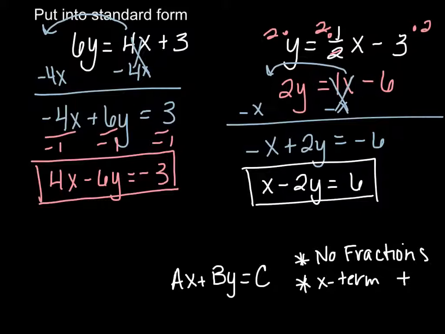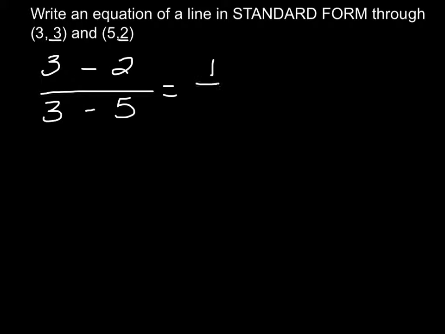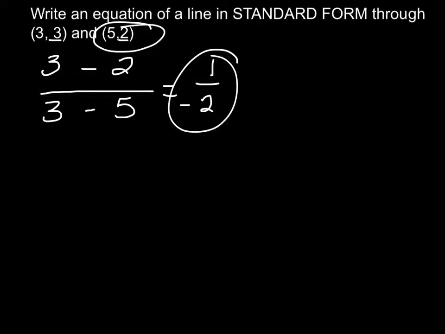Let's put this into a little bit more extensive problem. I'm going to write an equation in standard form through these 2 points. So the first thing I have to do is find a slope. I like to underline my y's. Those go on the top. My x's go on the bottom. So my slope is 1 over negative 2, so I have a slope of negative 1/2. I'm going to choose either point. I'll go ahead and choose that one. And I'm going to put it into point slope formula.